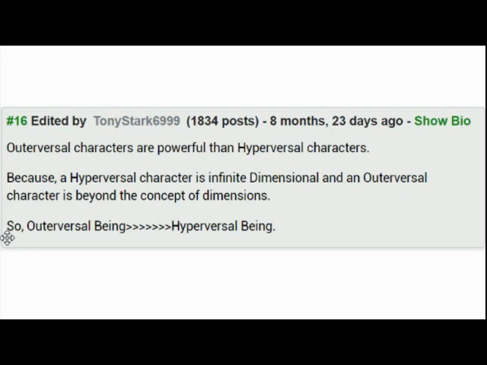So if you're universal, that's fine. If you're multiversal, that's great, but you're nothing to a hyperversal being, and if you're a hyperversal being, you're nothing to an outerversal being. So essentially, being hyperversal would be like limited infinite dimensional. Being outerversal would be infinite dimensional, or you can just say nigh omnipotent. And then if you would be anything above outerversal, you're omnipotent.